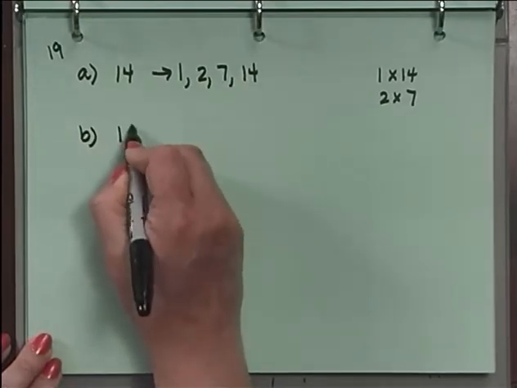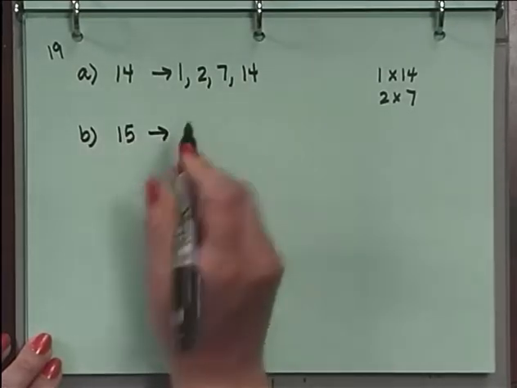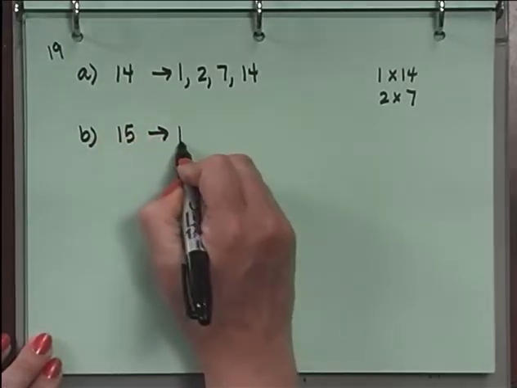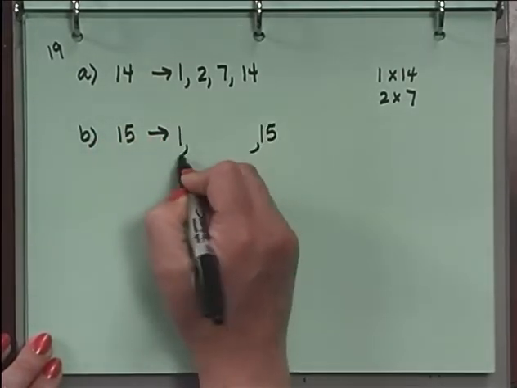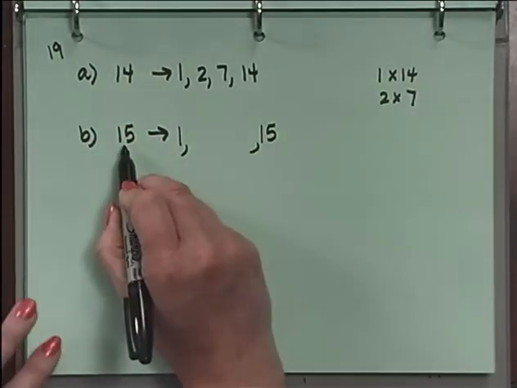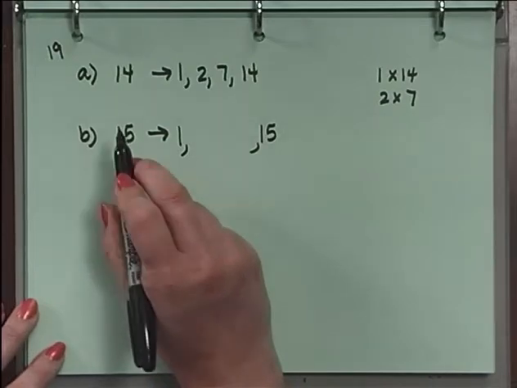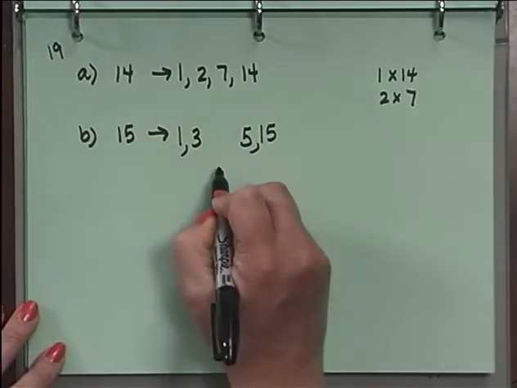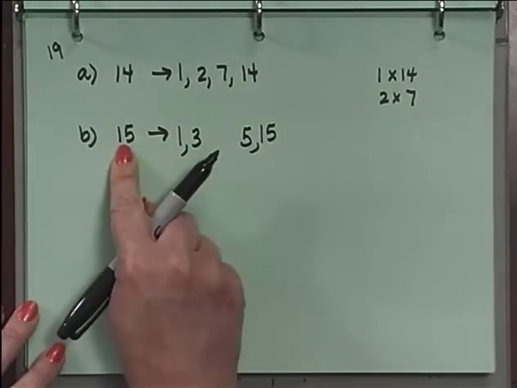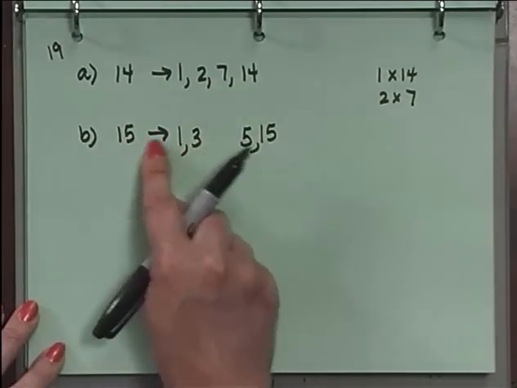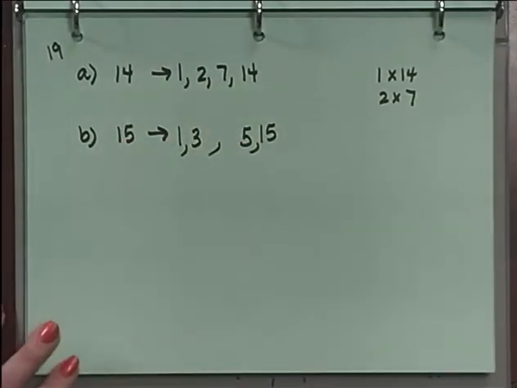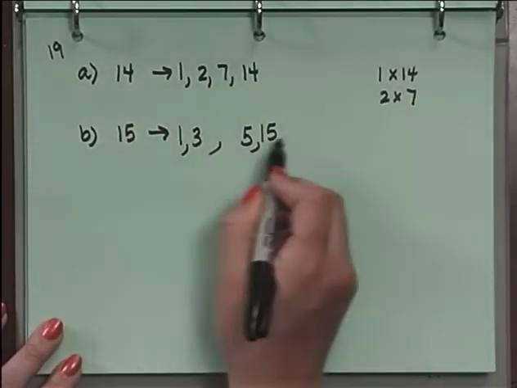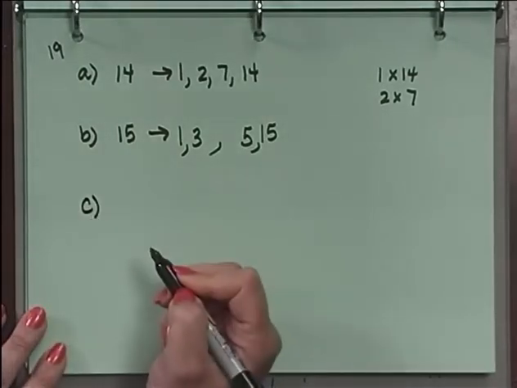The number 15, well, let's do this the way that I did some of the others. 1 times 15 is 15. 2 is not a factor of 15 because 15 is odd. 3 is a factor of 15 because 3 times 5 is 15. 4 is not a factor of 15. 5 is a factor of 15 because 5 times 3 is 15. So that completes our list. And these are the 4 factors of 15.